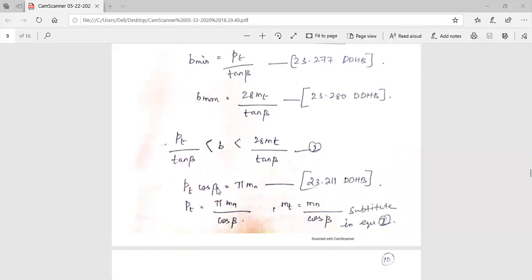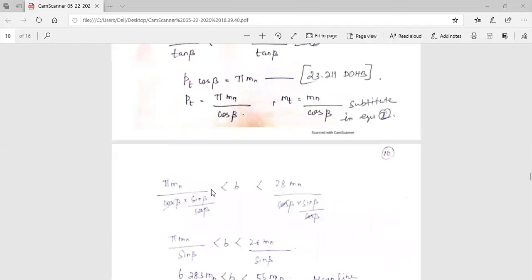Equating these, you get Pt in terms of the normal module. You should apply the Pt value and mt value in terms of the normal module. The equation is given in 23.211. So equating these two, you get the transverse circular pitch Pt equal to π mn divided by cos beta. The transverse module also has a formula in terms of the normal module. So substitute these two in this equation.